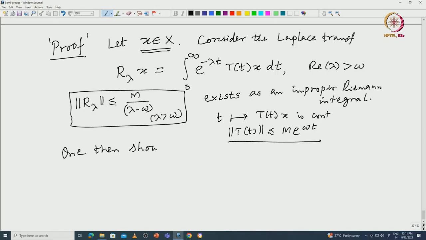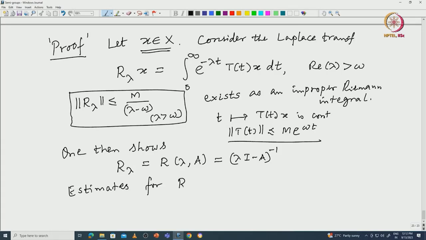One then shows that this operator R lambda is precisely equal to this resolvent. One has to verify that it is indeed the inverse of lambda I minus A, and the estimates for the higher powers are derived by repeated integration by parts, that is, differentiation under the integral sign. So, the estimates for R lambda to the k are obtained by differentiation with respect to lambda.